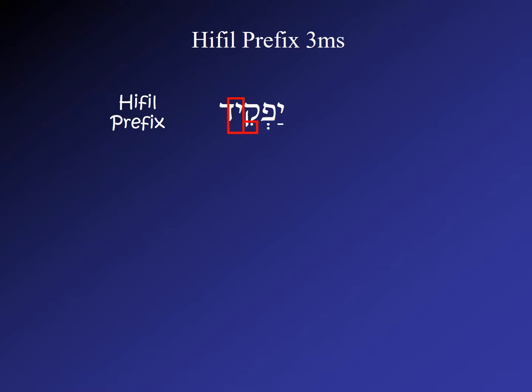Notice the hirek yod, which is infixed between the second and third root radicals, as well as this patach under the prefix, which we have seen is also the characteristic vowel in the imperative. So the Hifil prefix, yaf-kid.